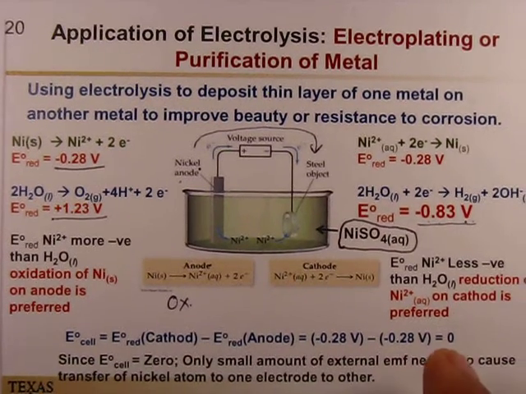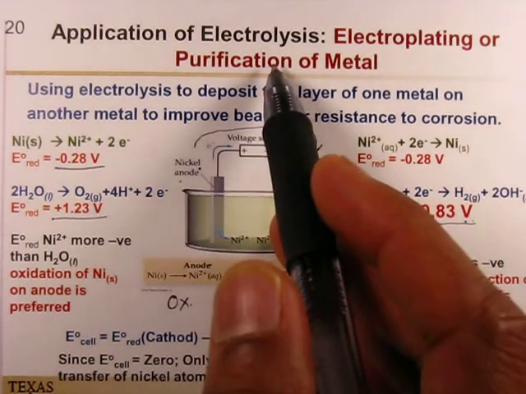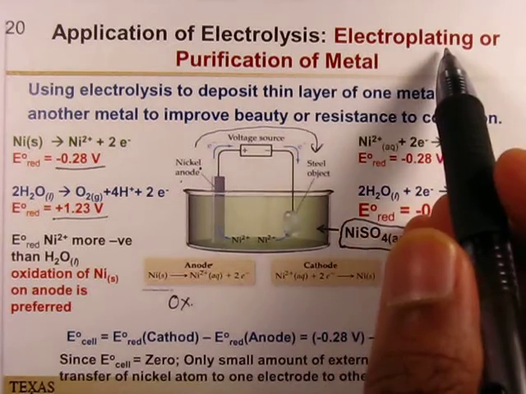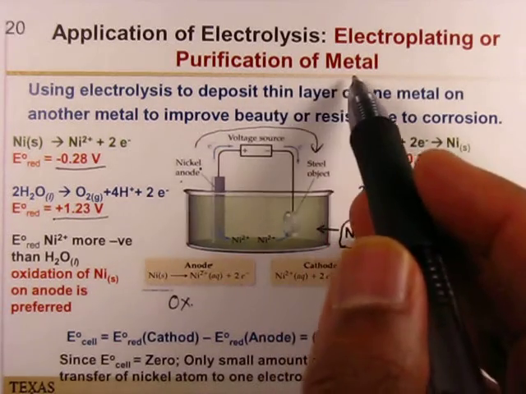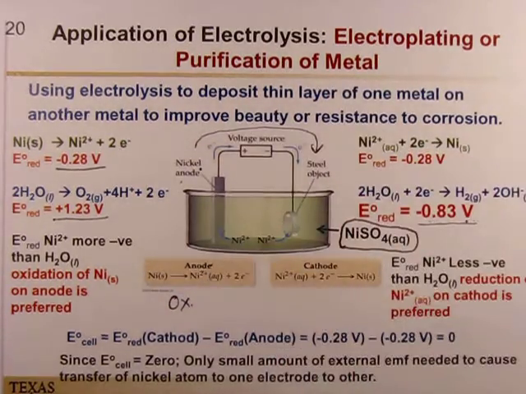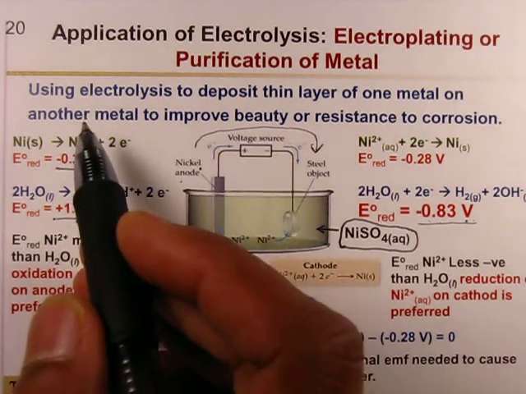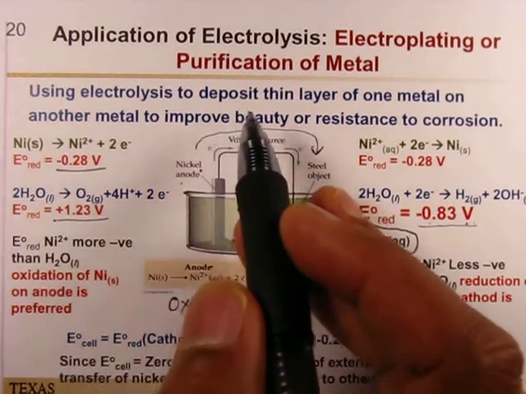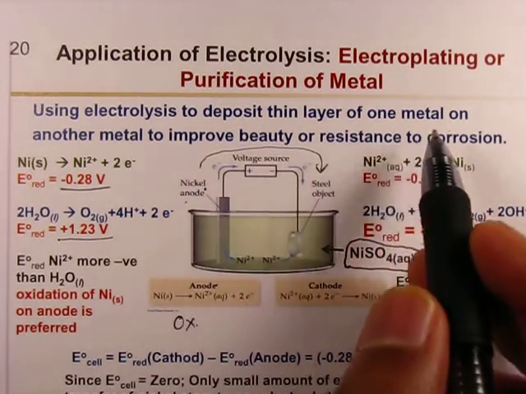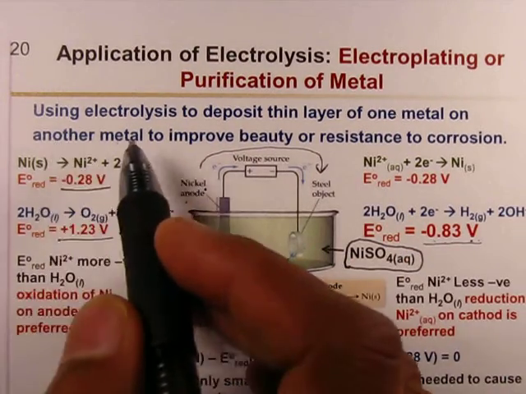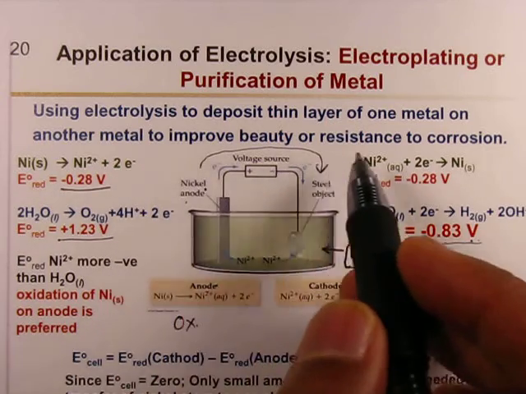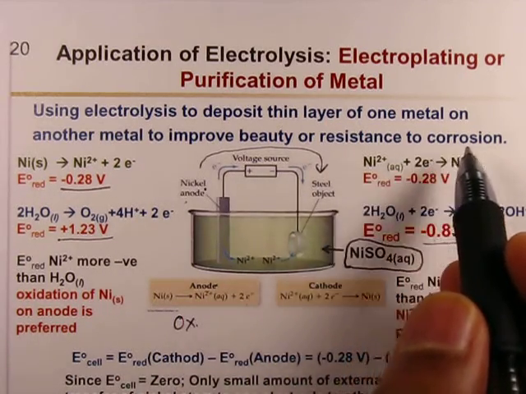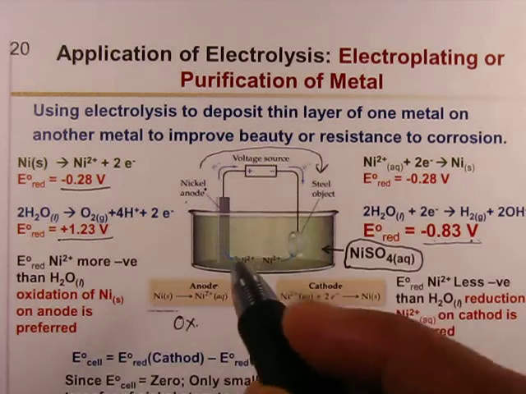So this is another example of electrolysis, which is called electroplating or purification of metal. So what is going on in this experiment? Here you can see that we are using electrolysis to deposit a thin layer of one metal on another metal to improve beauty or resistance to corrosion. So what is going on here?